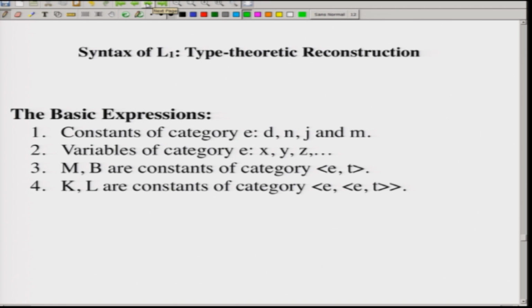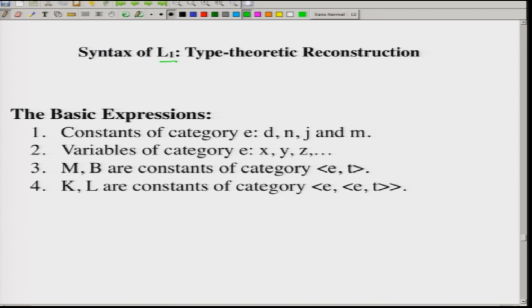Now, the first step towards a theory of type is to revisit what we have already done from the perspective of this type theory. We are rewriting the entire grammar of L1, which is the simple predicate semantic language. We are going to rewrite the whole language through this, or rather within this type theoretic framework. What are the things we have? Constants of the category E, D and J and M.